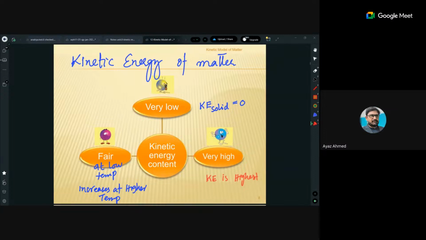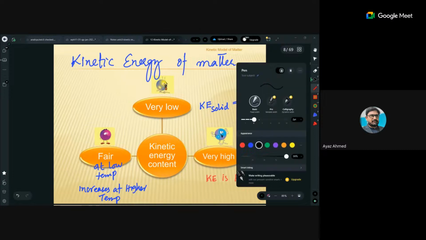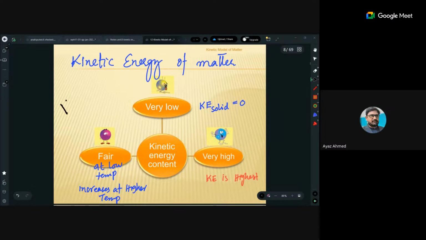Yes, I am saying that kinetic energy is the function of what? Kinetic energy is the function of speed of motion. Okay? So kinetic energy is equal to 1 by 2 mv square. So in solids, speed is 0, so kinetic energy is equal to 0. Okay? In gases, speed is very high, so their kinetic energy is very high. In liquids, kinetic energy is fair. Fair means at low temperature, their speed is fair, so their kinetic energy is not as high as that of the gases, but significant. Okay?